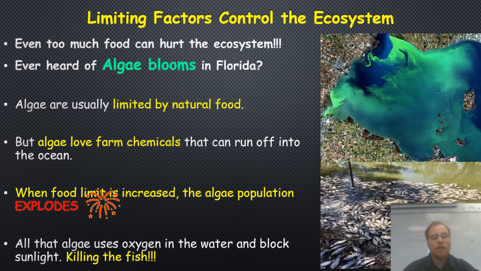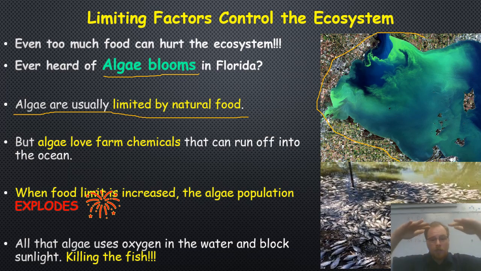Now, a really important example of limiting factors, especially for coastal areas like Florida, is going to be algae blooms, if you guys have ever heard of that. So limiting factors limit how much a population can grow. Now, algae in the ocean, and you can see in this picture right here, that's kind of like a bird's eye view of algae. They're normally limited by how much food and sunlight is normally there, but they just love the farm chemicals, right? So any of these chemicals that are running off from the farms into the oceans can actually increase the amount of food that they have available.